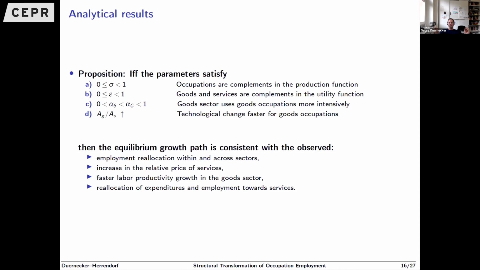If these restrictions are met, then the equilibrium growth path that we get is consistent with the employment reallocation within sectors and across sectors that we observe. So the reallocation between occupations within each sector, but also across sectors. It's also consistent with the increase in the relative price of services. It can also match faster labor productivity growth in the goods sector, which is also a feature of the data, and the reallocation of expenditures and employment toward services.